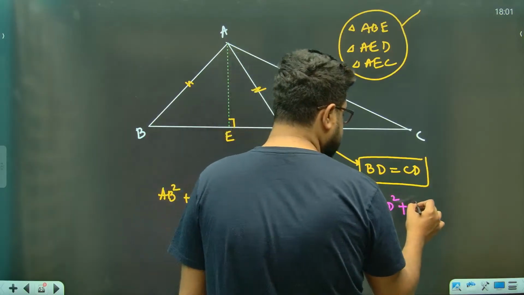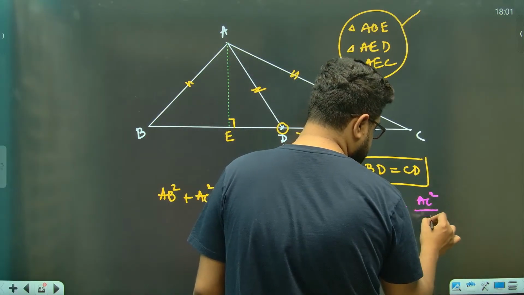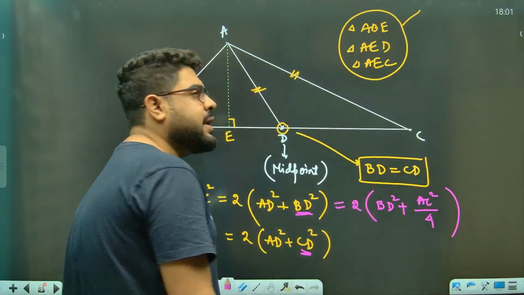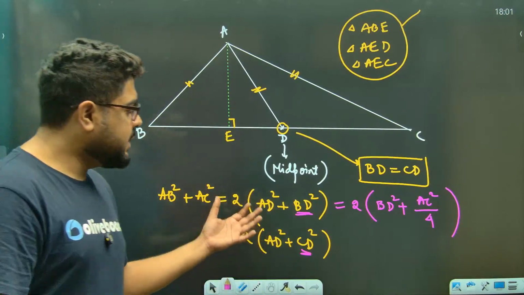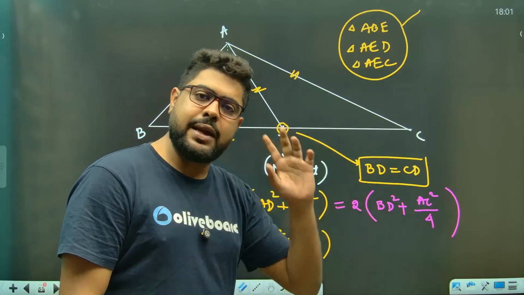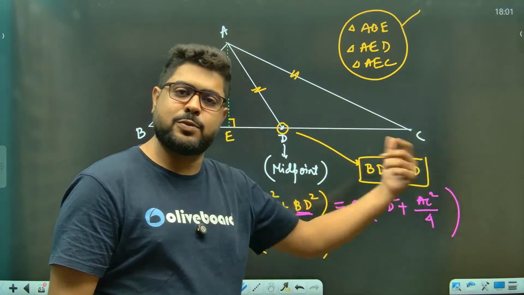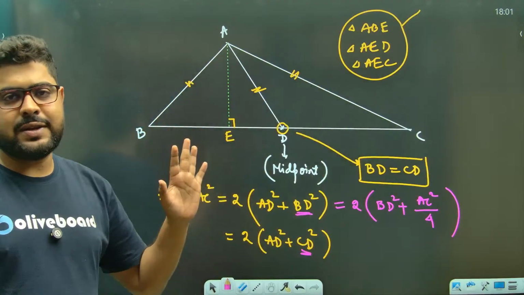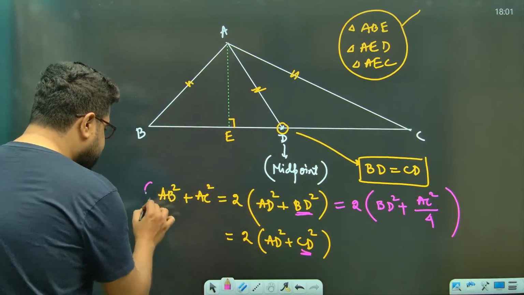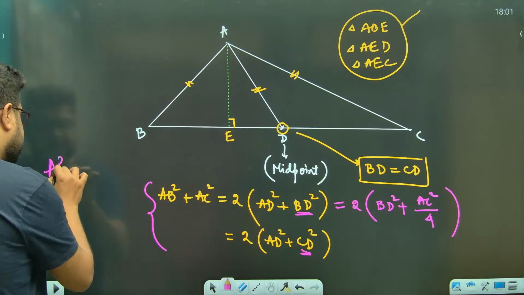Let's put it there, sir. AC square by 4, you can write directly. You can remember it this way too. This is also one way to remember. Many books already also multiply this. You can do that also, whichever you prefer. But again, at least remember this to be Apollonius theorem.